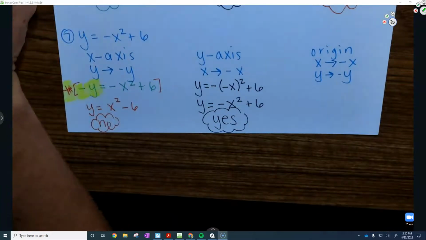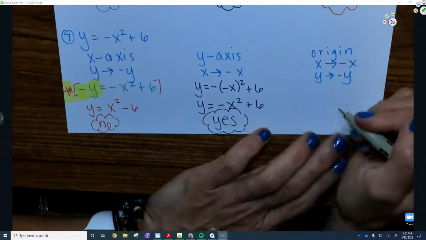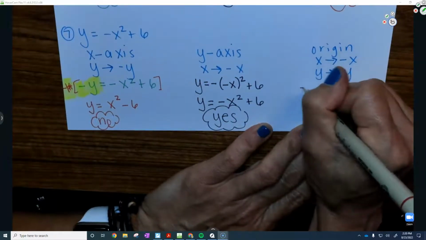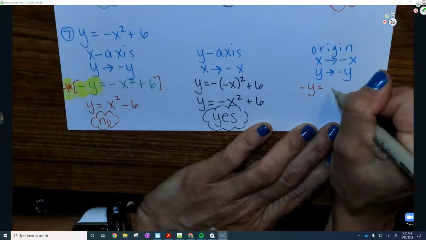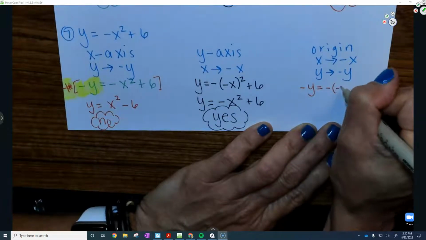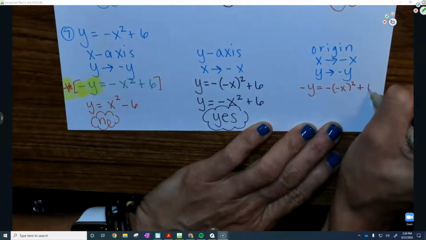All right, let's see what's going on with the origin. We're going to change everything. So negative y equals, drop your negative in those parentheses.